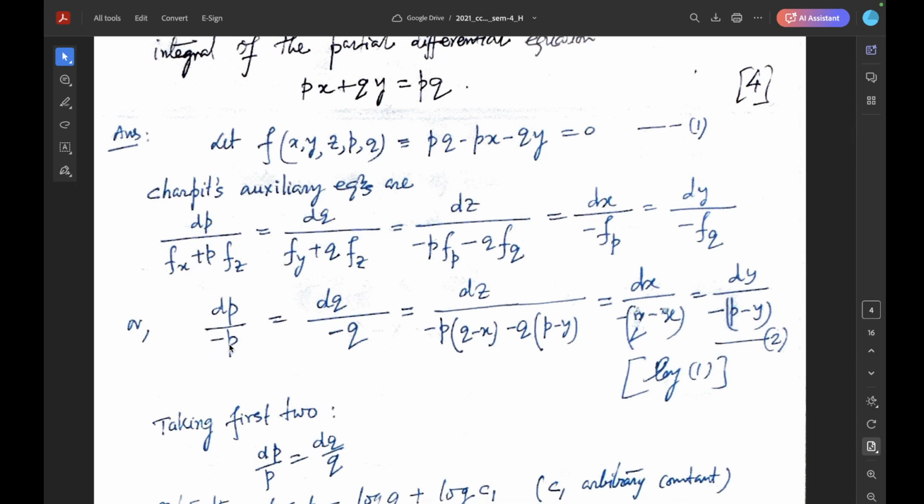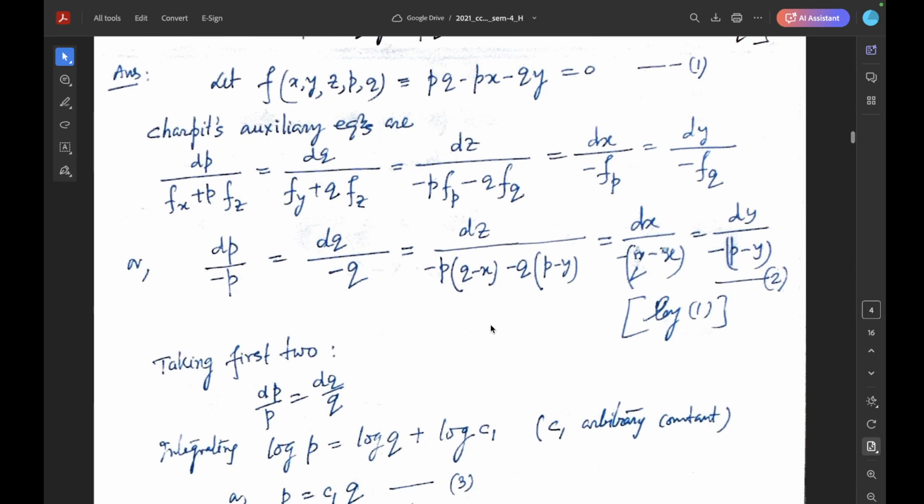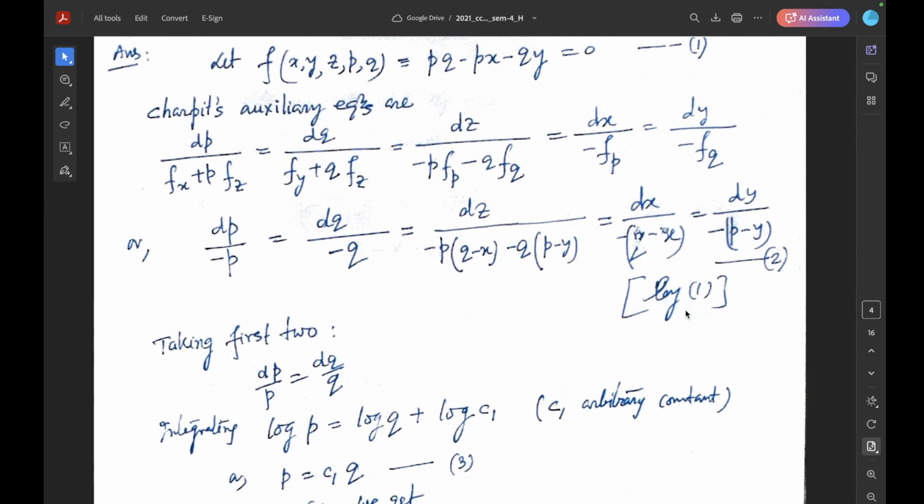Hence, by simplification, because fx means the partial derivative with respect to x, so fx equals minus p only, and fz equal to 0 because there is no z here. And fy equal to minus q, and similarly the other terms. So dp by minus p, dq by minus q, dz by p into q minus p into x, minus q into p minus y, and dx by minus bracket q minus x, dy by minus bracket p minus y, by equation 1.